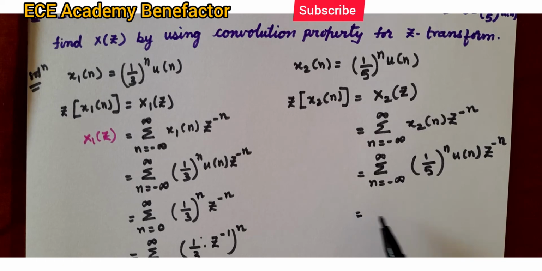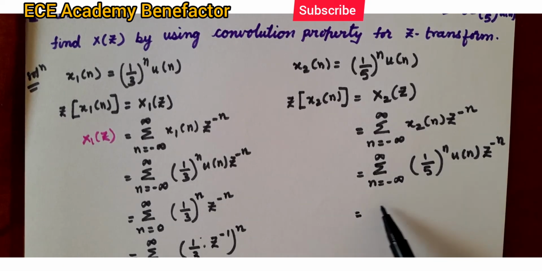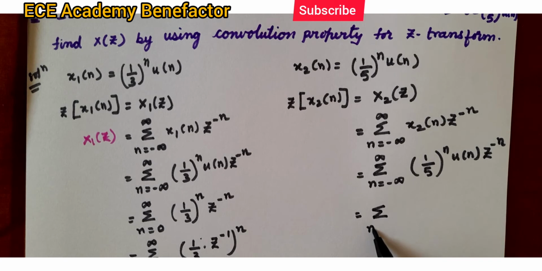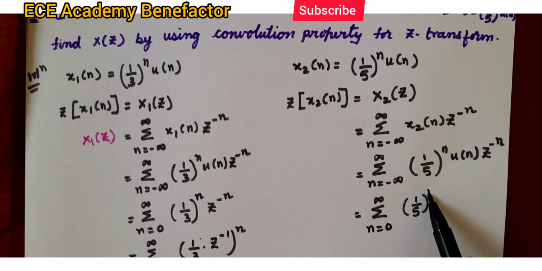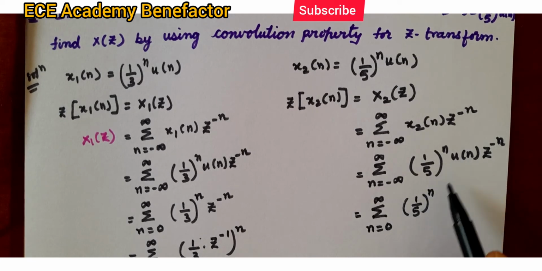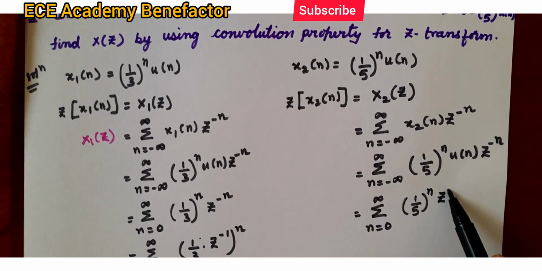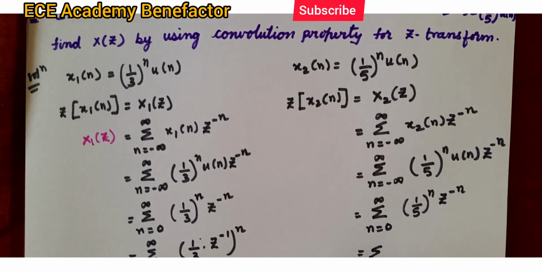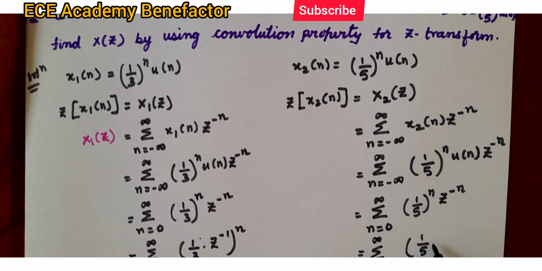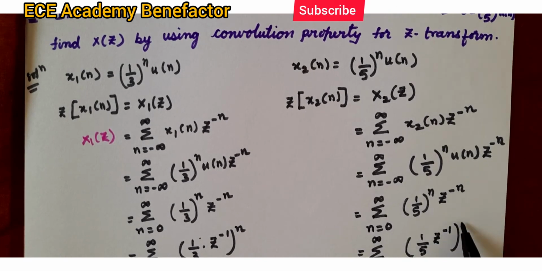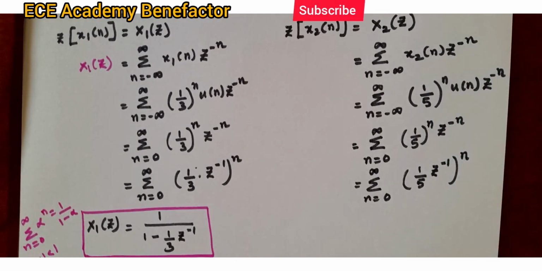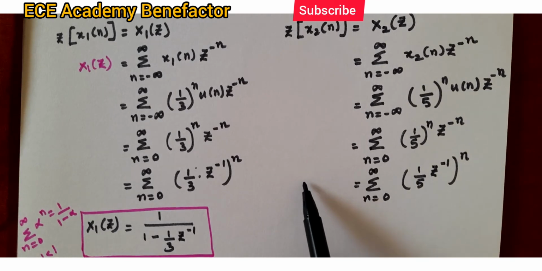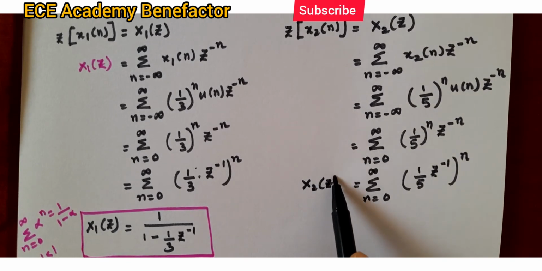Whenever you find u of n, you can change the limits to n equals 0 to infinity. In this limit, the u of n value becomes 1, with z to the power of minus n, which can be rewritten as summation n equals 0 to infinity of (1/5 z^-1)^n. So we are calculating X2 of z.